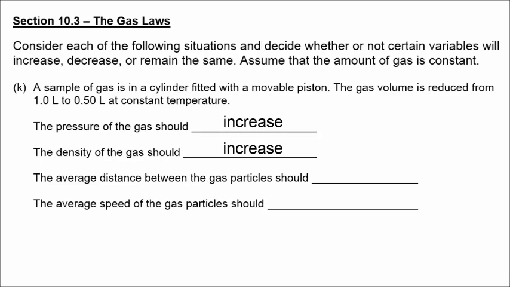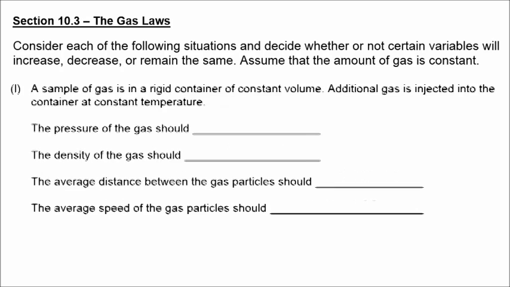The density should increase because we have the same mass in a smaller volume. The average distance between the particles should decrease because these gas molecules are now confined to a smaller volume. But the average speed should remain the same because the temperature remains constant.